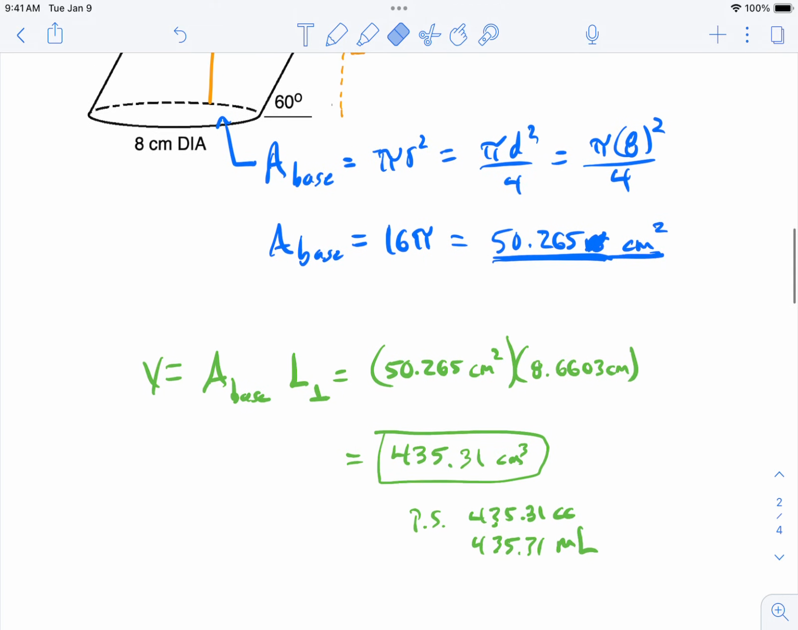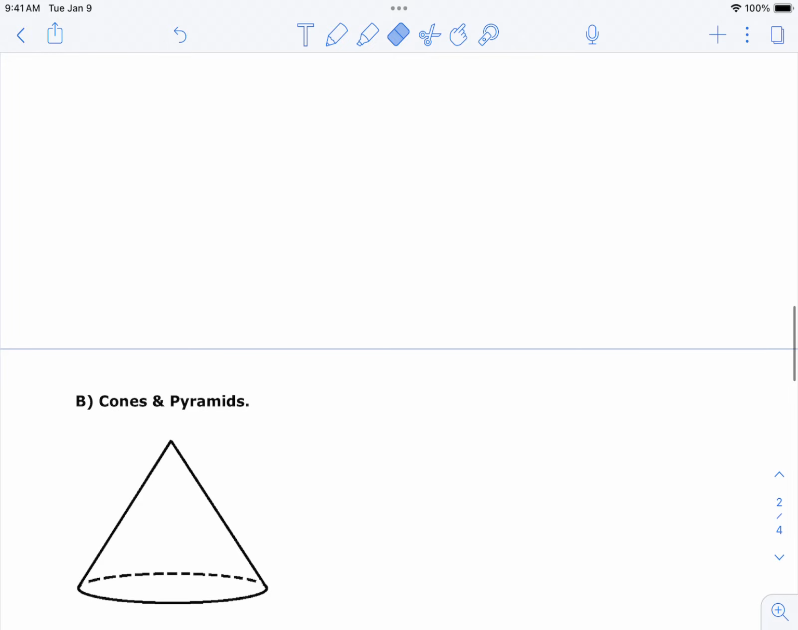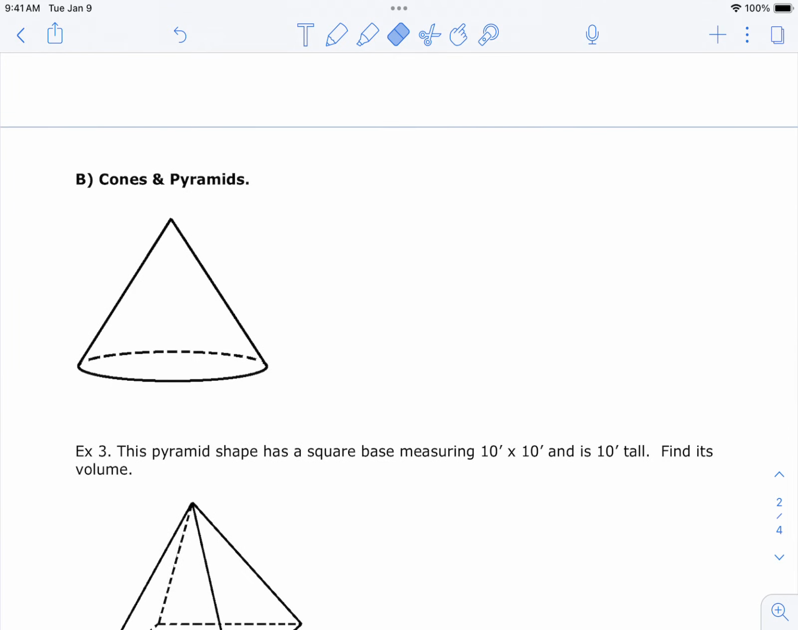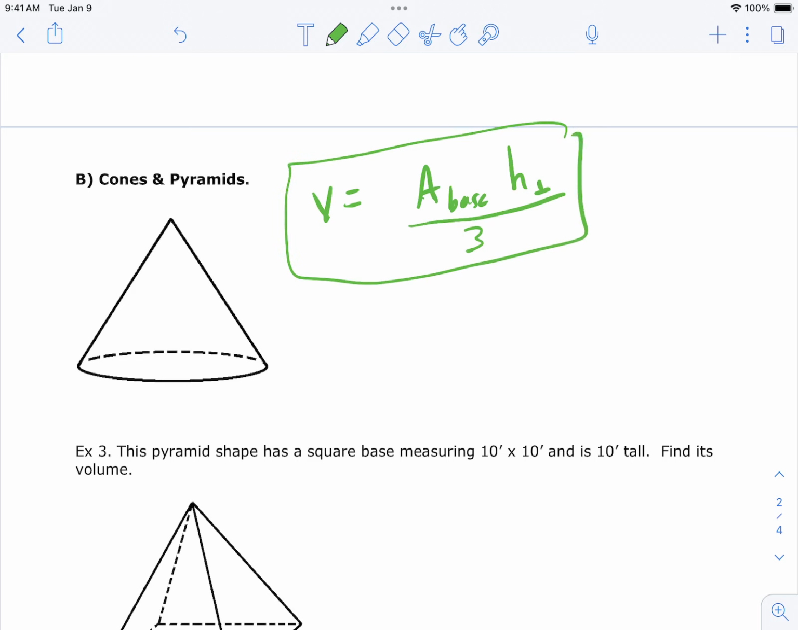Okay, so area of the base times the perpendicular extrusion length. Oh, now when it comes to a cone, you couldn't really say that you extruded the cone because, I mean, if you did extrude it, it would come out as a cylinder, right? It's not a cylinder. But that's okay because the volume of a cone is actually pretty cool. It's the area of the base times the perpendicular height divided by 3. Ain't that something? You just divide by 3.